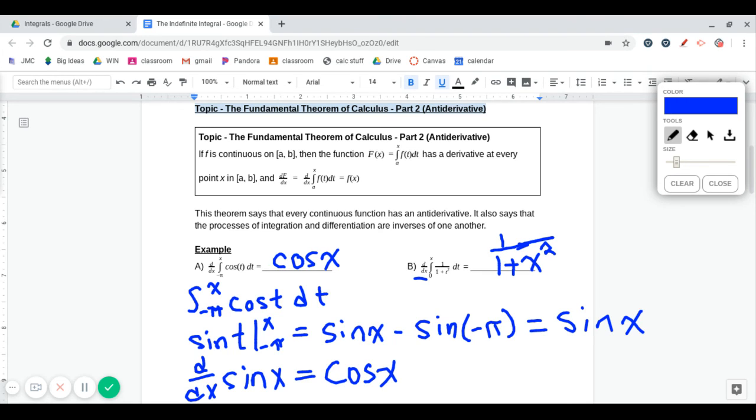So I'll have other videos talking about how to use this to analyze graphs, and then my last video will be about just finding or evaluating indefinite integrals.